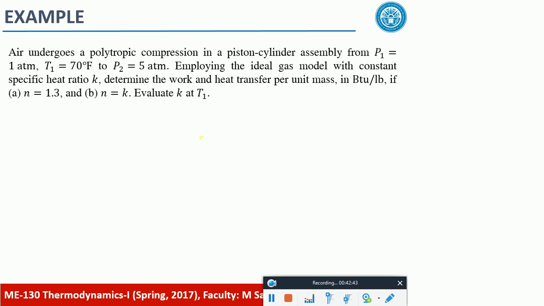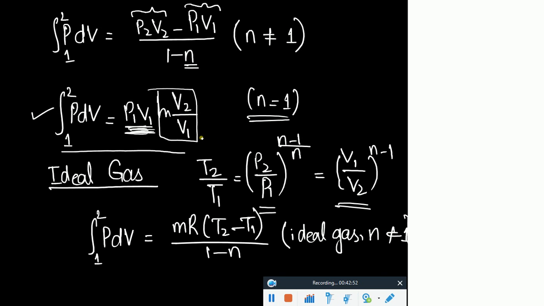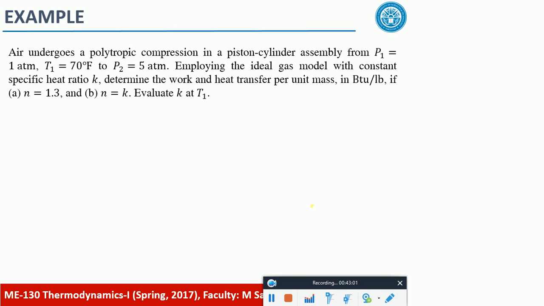Okay, so how to find that T2 minus T1? You can go back and check this relationship. Okay, this one, T2 divided by T1 equals P2 by P1 raised to power n minus 1 over n. So you can find out T2 and you can use the work relationship for finding work per unit mass. Okay, then what's the next point? Yeah, how to find that out?